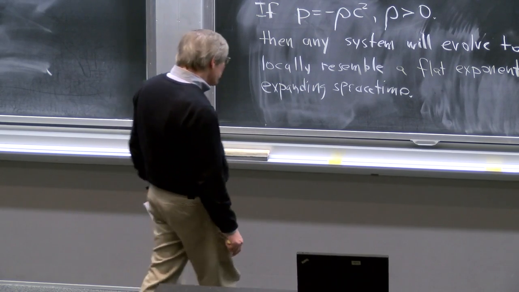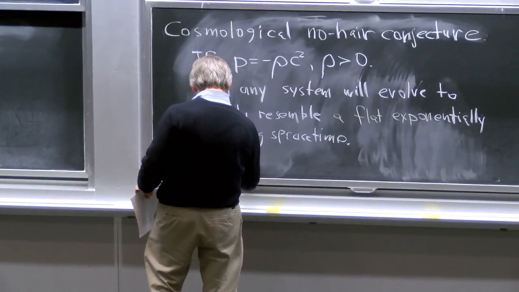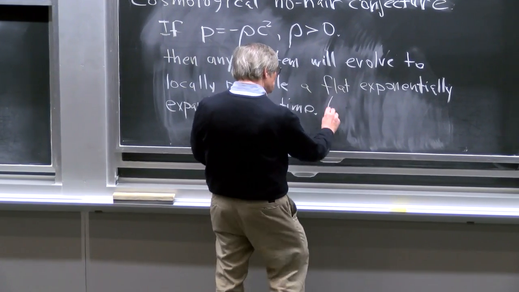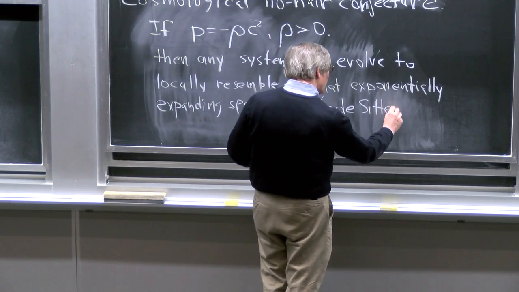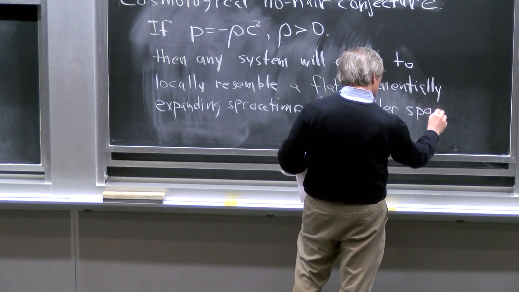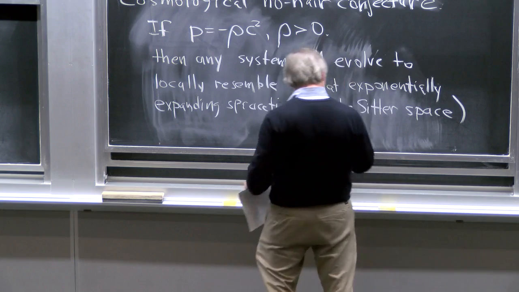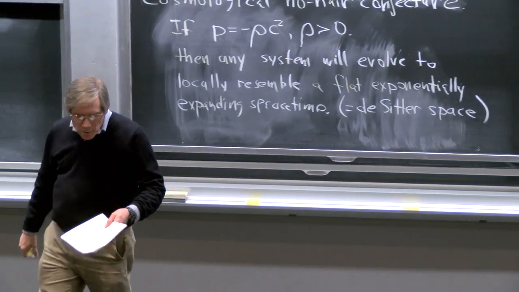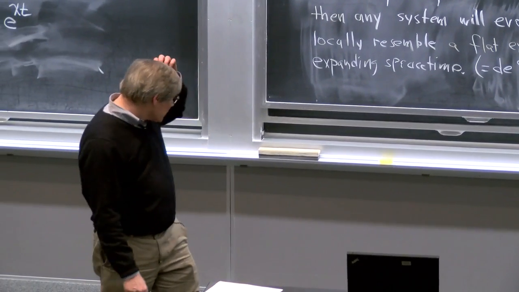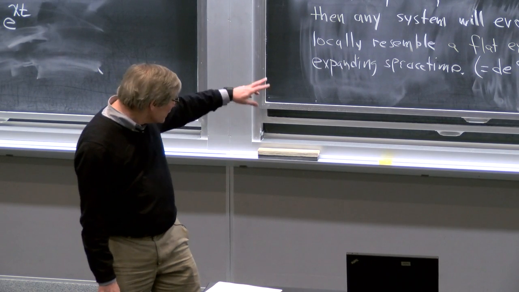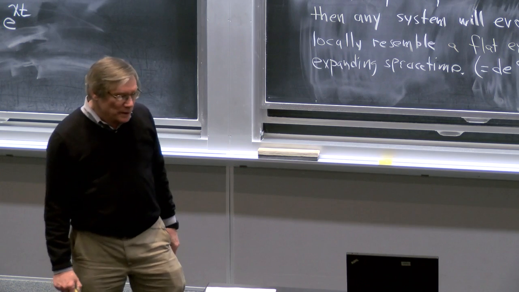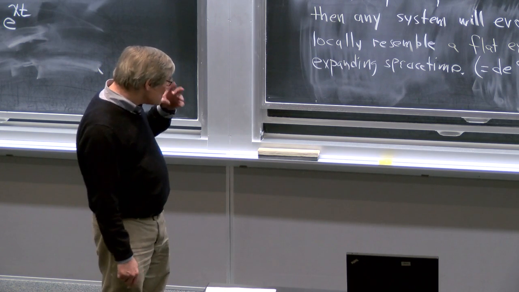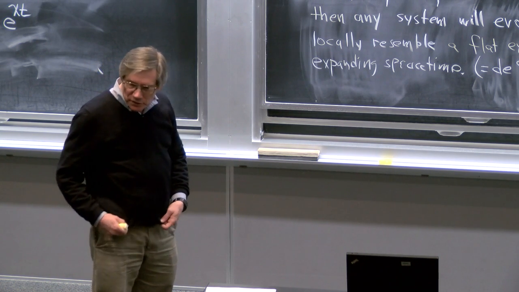Now, this exponentially expanding flat spacetime has a name, which is de Sitter space, named after a Dutch astronomer. It was discovered early on in the history of general relativity. 1917, I think, is the date that de Sitter wrote his paper about de Sitter space. It has some very interesting properties, which de Sitter did not notice all of.